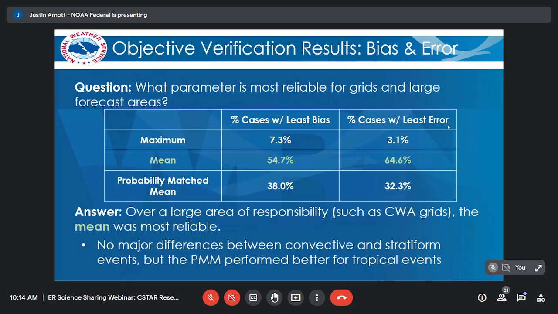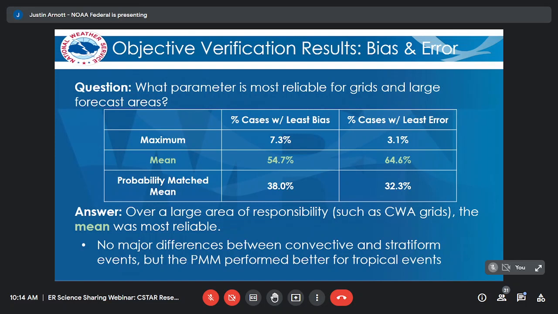So let's look at the first question and answer here. What parameter is the single most reliable for grids and large forecast areas? You're probably thinking what I'm going to say here, and it's intuitive. What I've shown here is the ensemble max, the ensemble mean, and the probability match mean: which case had the least bias and which case had the least overall error.